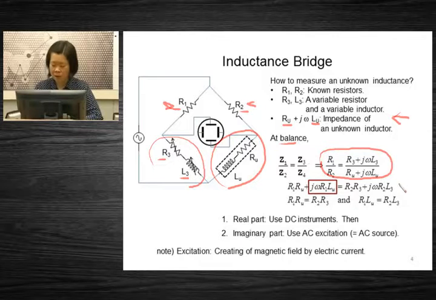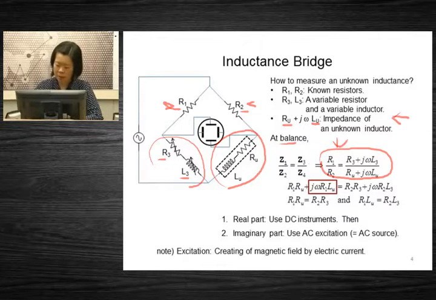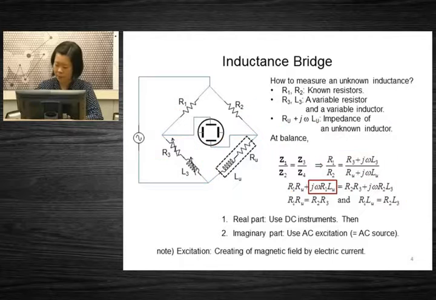So let's solve this equation. In the complex equations, to make an identity equation, both real parts should be the same and imaginary parts should be the same. So from these relations, we have these results. R1 R unknown is the same as R2 R3, and R1 L unknown is the same as R2 L3. Okay, so that's the theory.